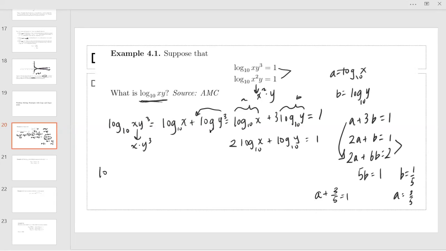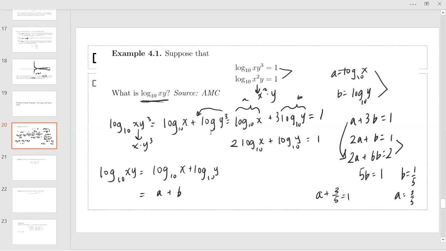And we want to find log of x times y base 10. We can split this up as log of x base 10 plus log of y base 10. And this is just our a plus b by our definition. We already solved for a and b, so this is equal to 2/5 plus 1/5. Hence, our answer to this problem is 3/5.